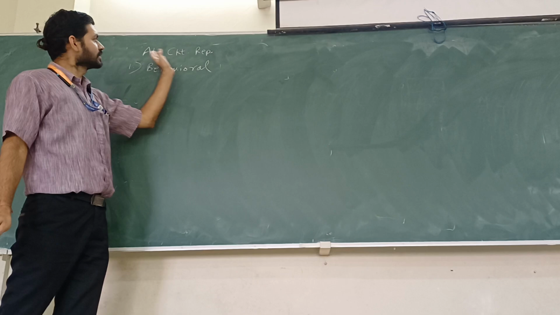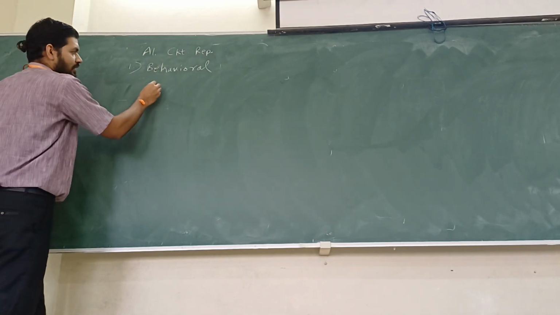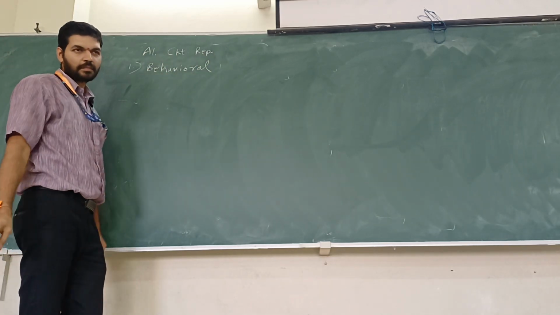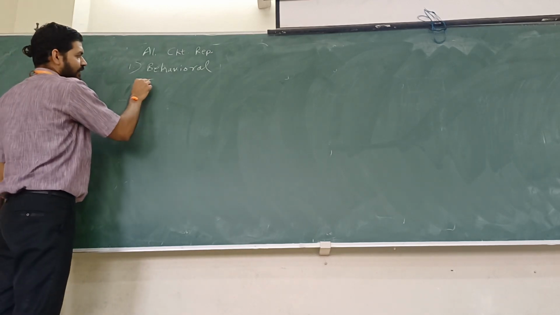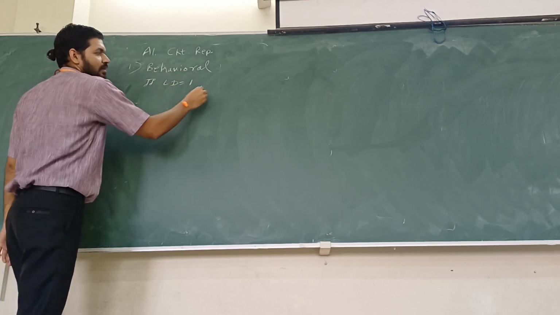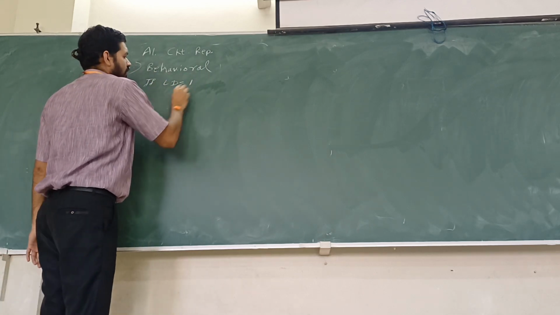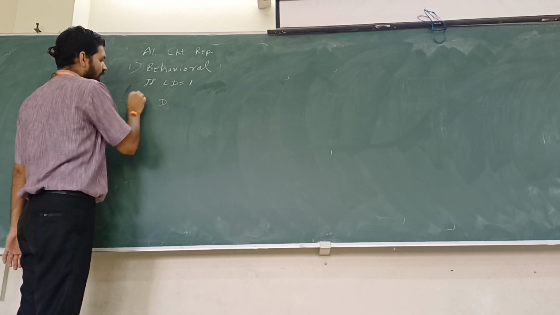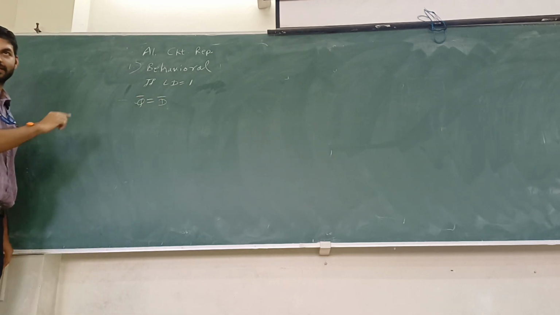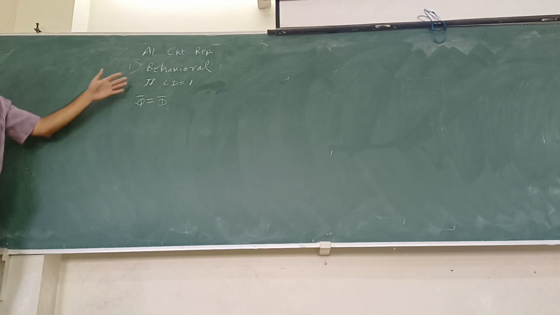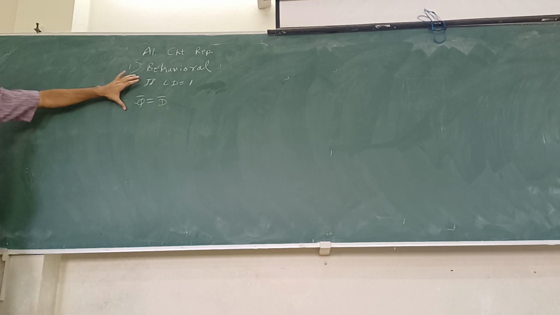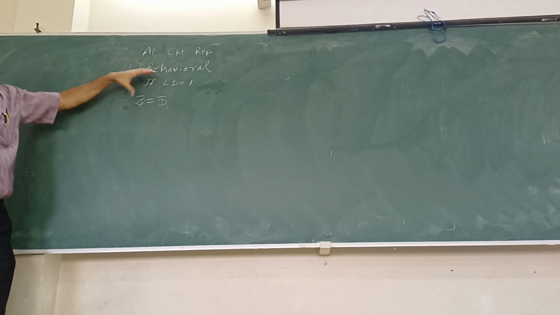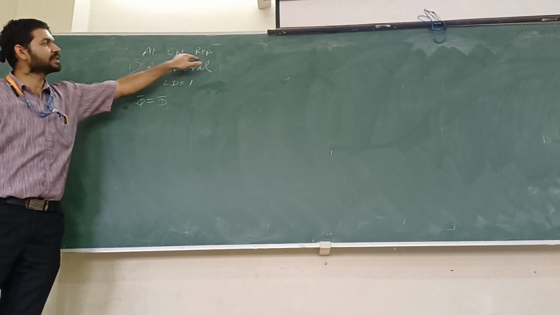Behavioral style of circuit representation. Inside this, just now we saw this memory. If LD is 1, Q bar is equal to D bar. This is just a code I am writing. This code shows how the circuit behaves. So this is an alternate circuit representation.